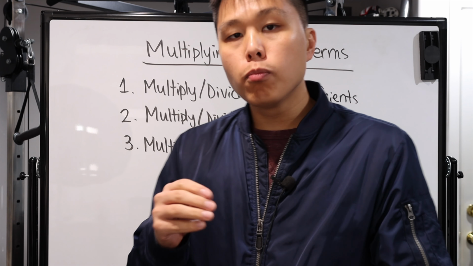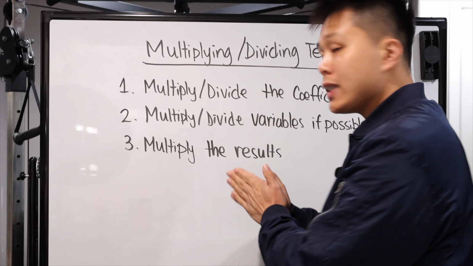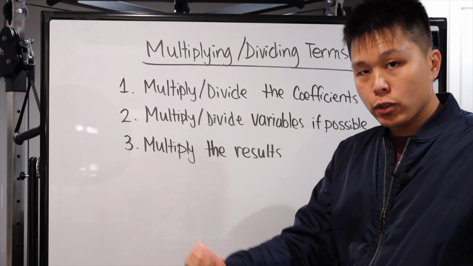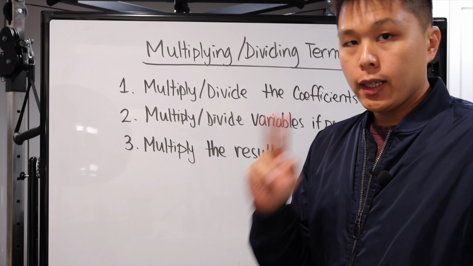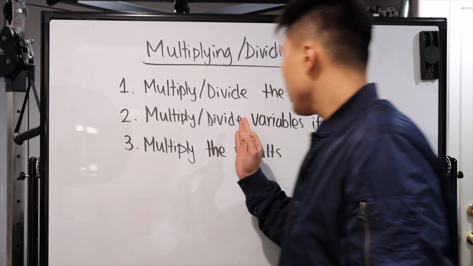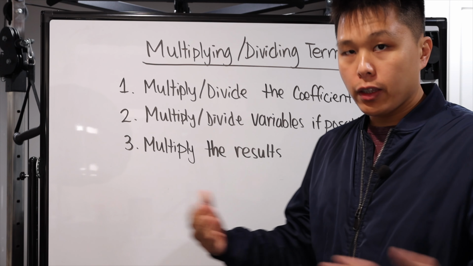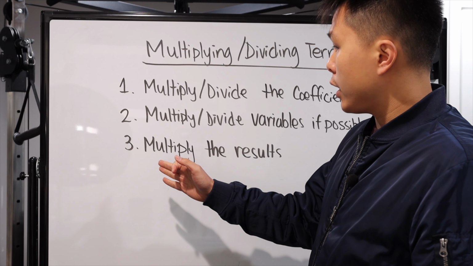Now, in order to multiply or divide terms, you can actually break it down into 3 easy steps. The first one is to multiply or divide, based on what the problem is asking you to do, the coefficient. Secondly, you're going to multiply or divide the variables if possible, right? If not, then, well, you don't do it, right?